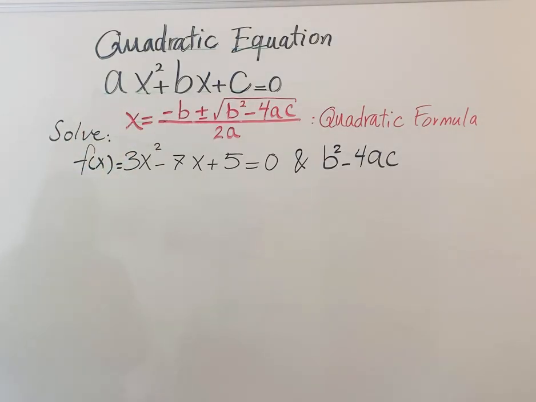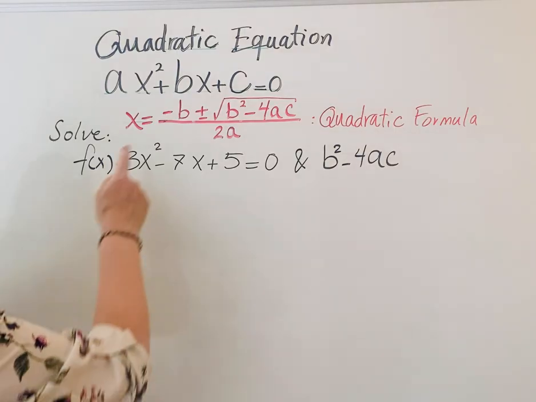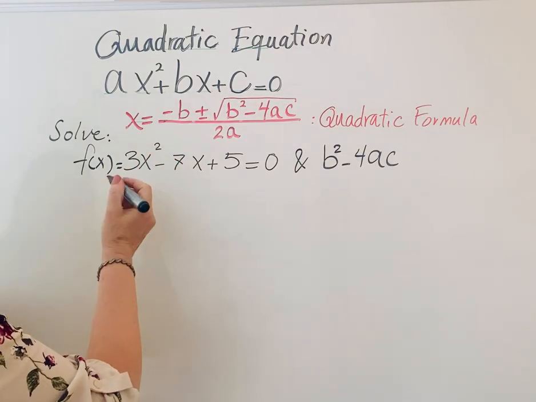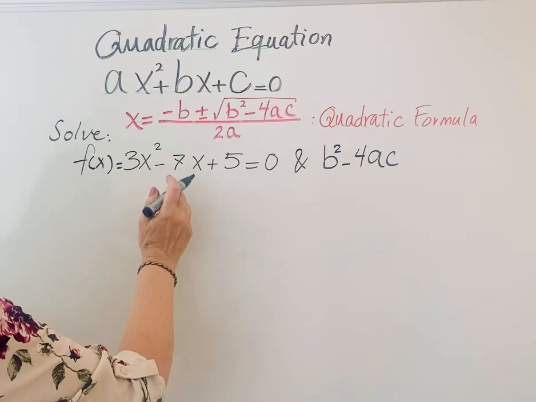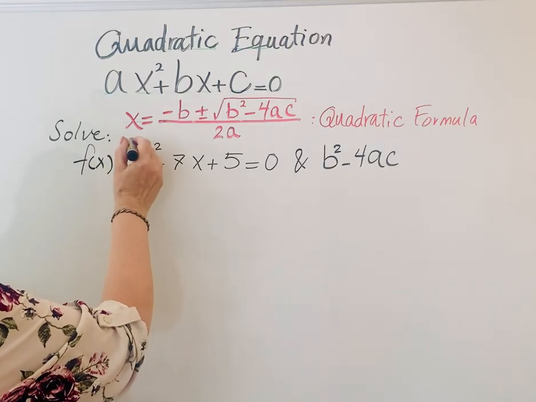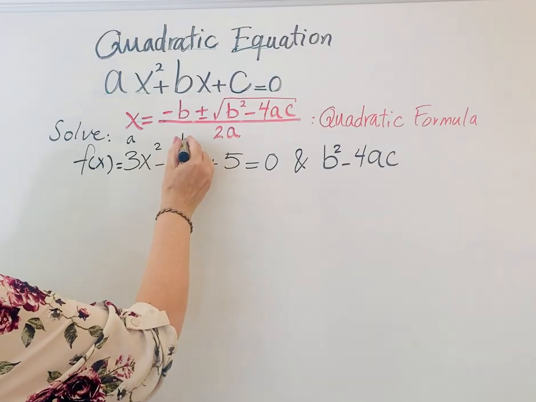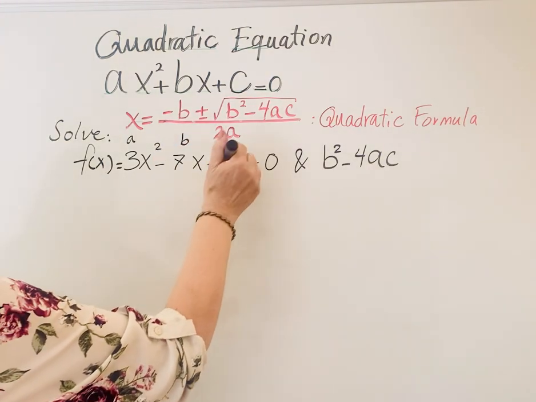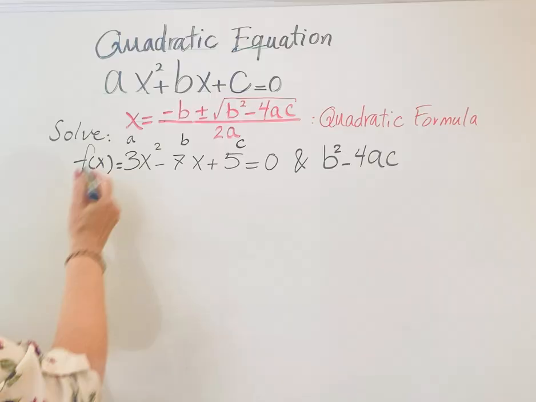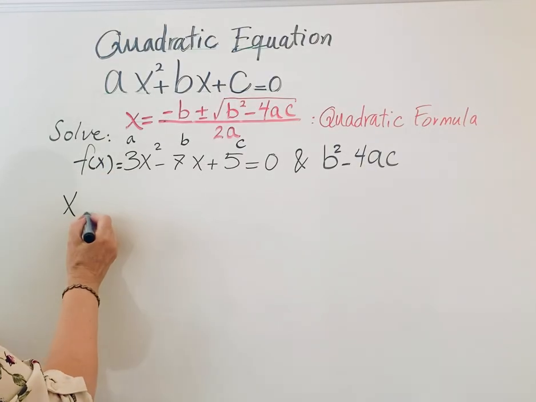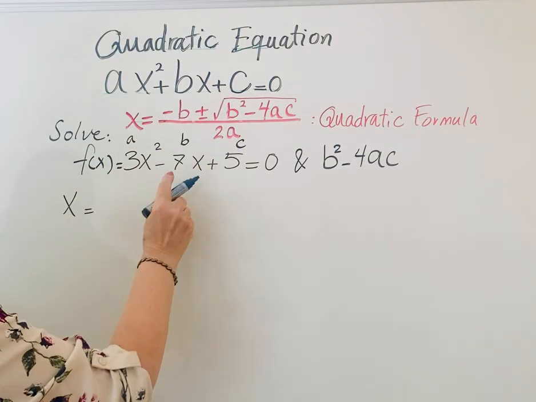Okay, now what can we do? Start with this. What is A, what is B, what is C? A is the leading coefficient, 3 positive, B gets -7, C gets 5. Right. Okay, start. X is equal to negative B.